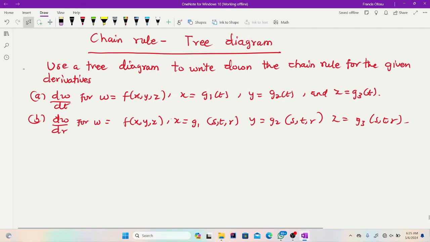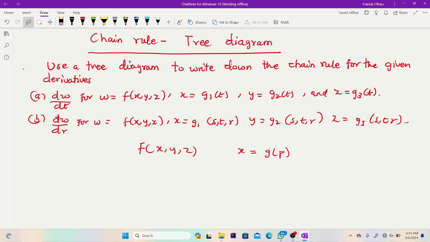So let's see, what is a tree diagram? We just want to make a structure that looks like a tree with branches. Assume I have a function f of three variables x, y, and z, and each of x, y, z has a function of, let's say, p. So x is equal to g of p.